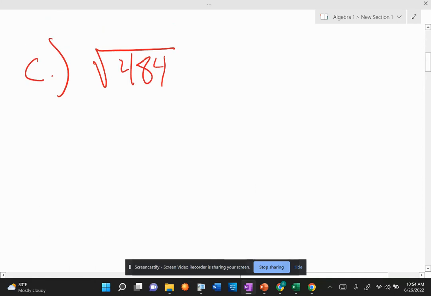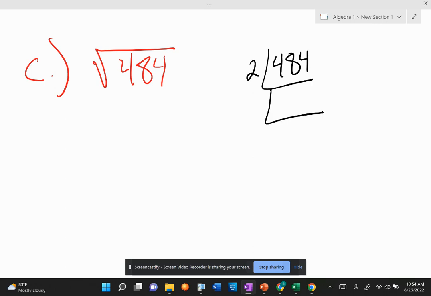So let's talk about letter C. So we have 484. I'm going to divide it by 2 to start. What is 484 divided by 2? 242. Those nice symmetrical numbers are nice. What's 242 divided by? So we want to divide it by 2. Okay. Jumping ahead on me. 121 can be divided by 11.